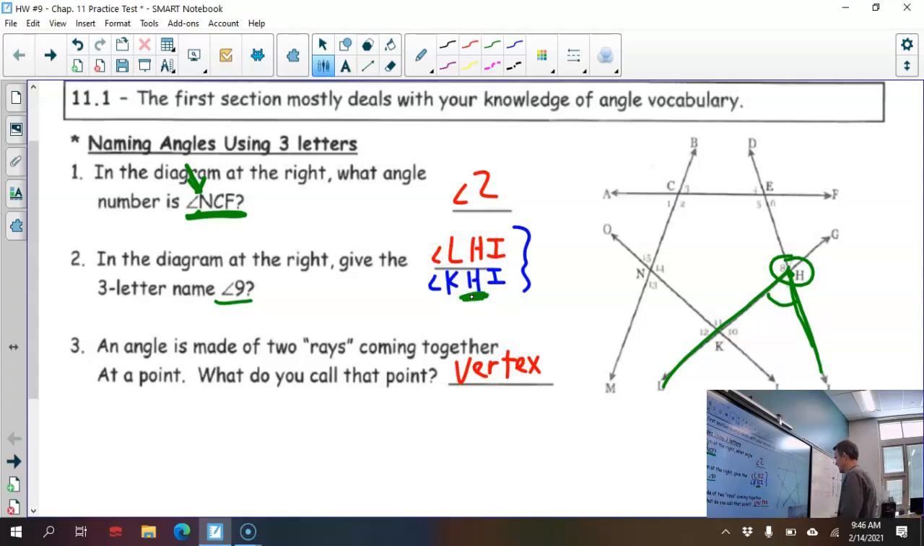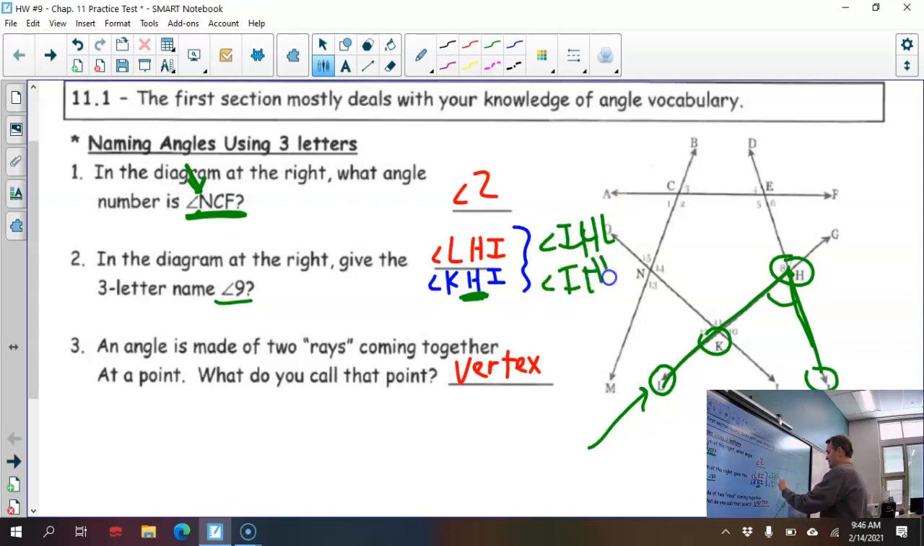And on one side, I have an I. And on the other side, I have a K or an L. It does not matter. So I started over here, and I said this could either be LHI or KHI, but I could have started on the other side as well. I could have said IHL or IHK. Any of those 4 answers would be correct.